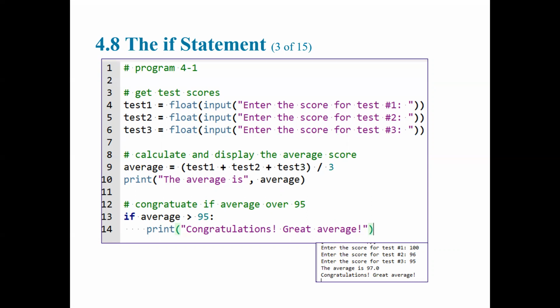And then finally, we make a decision. We will congratulate if the average is over 95. So if average over 95, then we'll say congratulations, great average. If you notice the test data that I have there, I enter in 100, a 96, and a 95. The average is 97.0. And of course, that is greater than 95. So we go ahead and say, congratulations, great average.